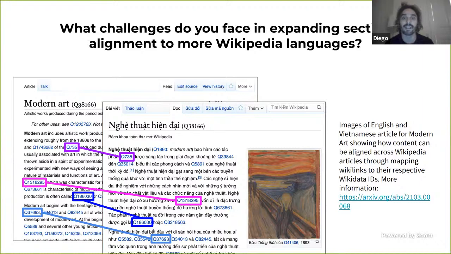So basically, the quality of the alignments that you get, for example, in the section alignment, would always be very related to the amount of parallel data that you have in these pairs of languages. So if you have two languages that are not very well resourced, or we don't have that many articles, the quality will be worse than if you have a lot.